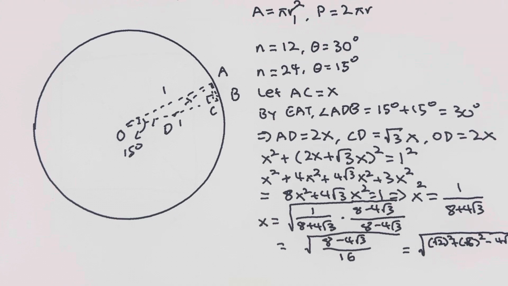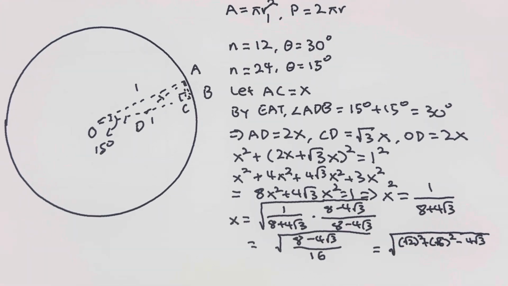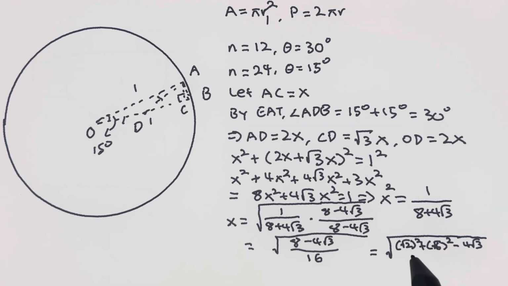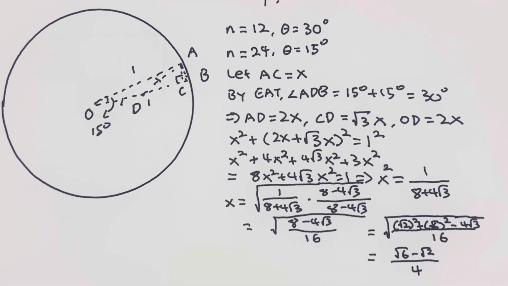4 root 3 is actually just going to be equal to 2 times square root 2 times square root 6, because square root 2 times square root 6 is square root 12, which is 2 root 3. So 2 times that is 4 root 3. And divided by 16. So at the end, after simplification, we'll get that this equals square root 6 minus square root 2 over 4. Now we have the value of the height.